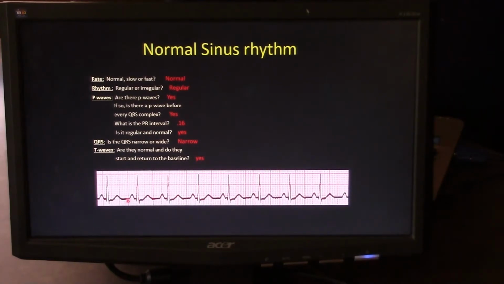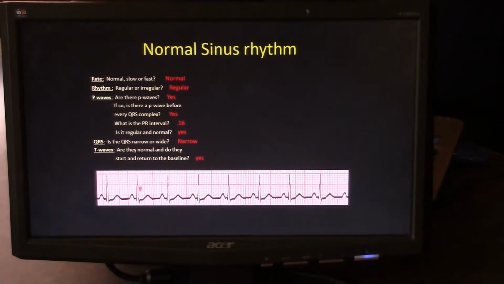Try to find where the P wave begins on one of these large lines, or where the QRS begins on the large line, and count backwards if you need to. But anyway, the beginning of the P wave to the beginning of the QRS complex is known as the PR interval, and it should be 3 to 5 boxes wide, or 0.12 to 0.20 seconds in time. And here we have 1, 2, 3, 4 little boxes from the beginning of the P wave to the beginning of the QRS complex. 4 times 0.04 equals 0.16. That is normal.